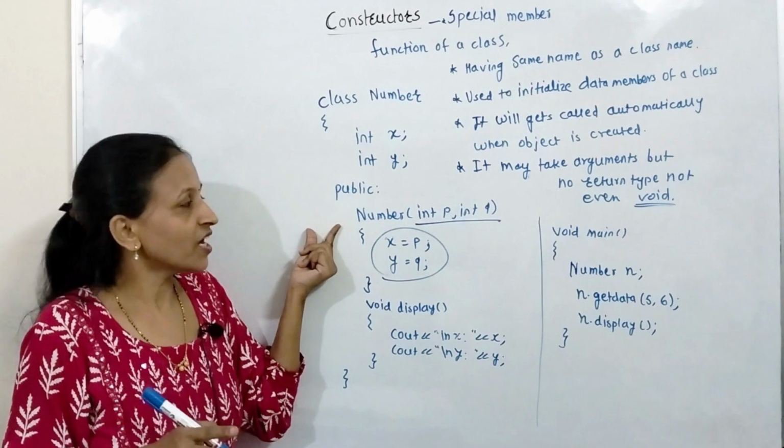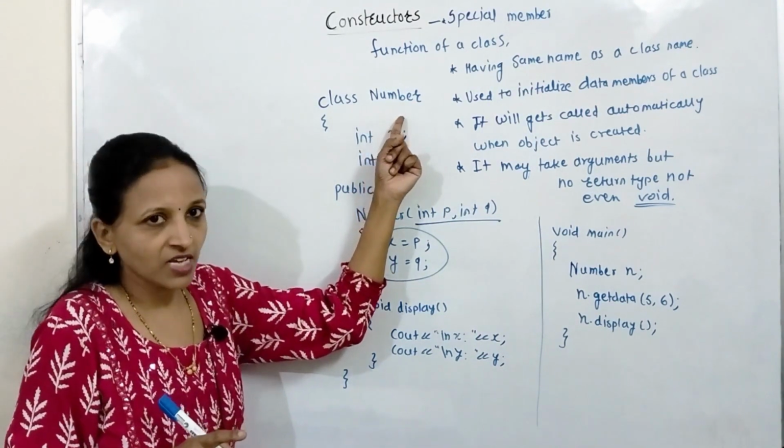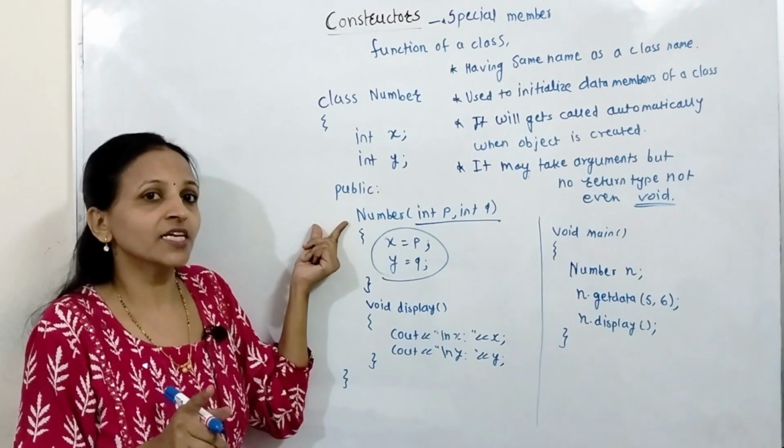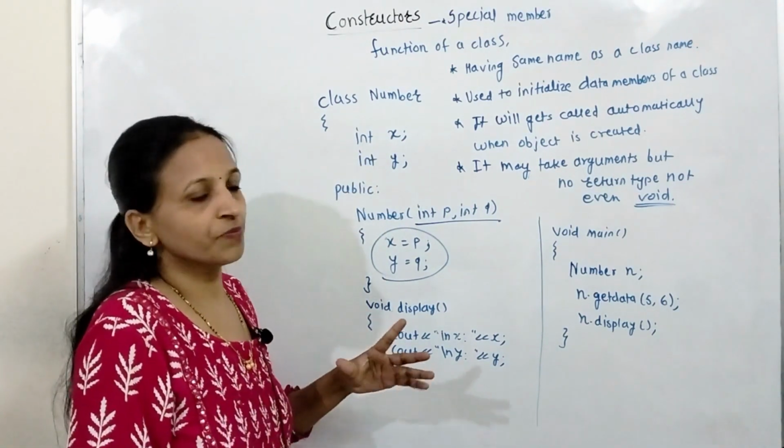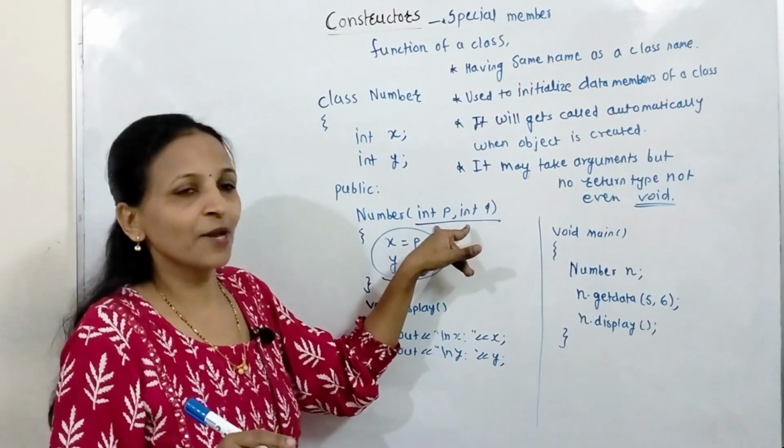If we are writing a constructor, then the function name should be the name of the class, and don't mention any return type, not even void. Now here you can pass arguments, or you can place only blank parenthesis here.